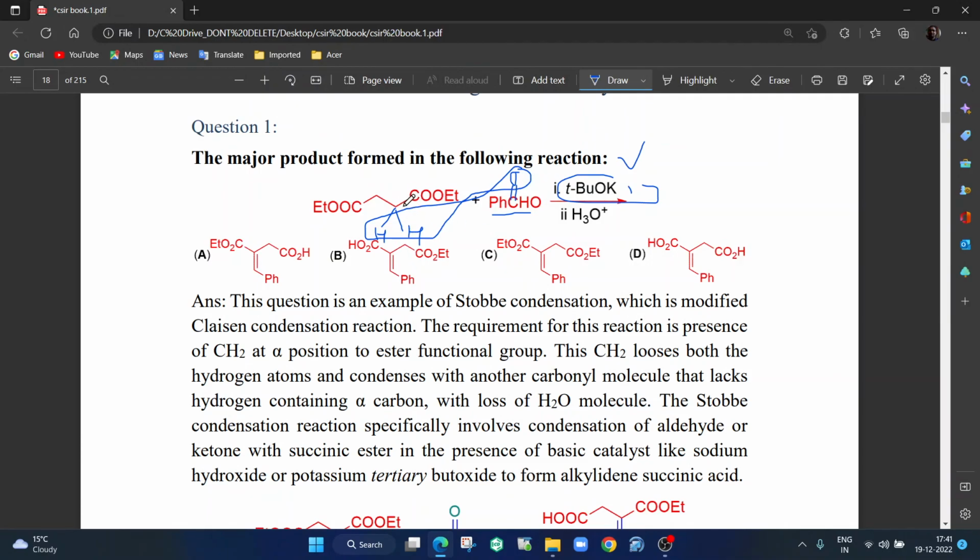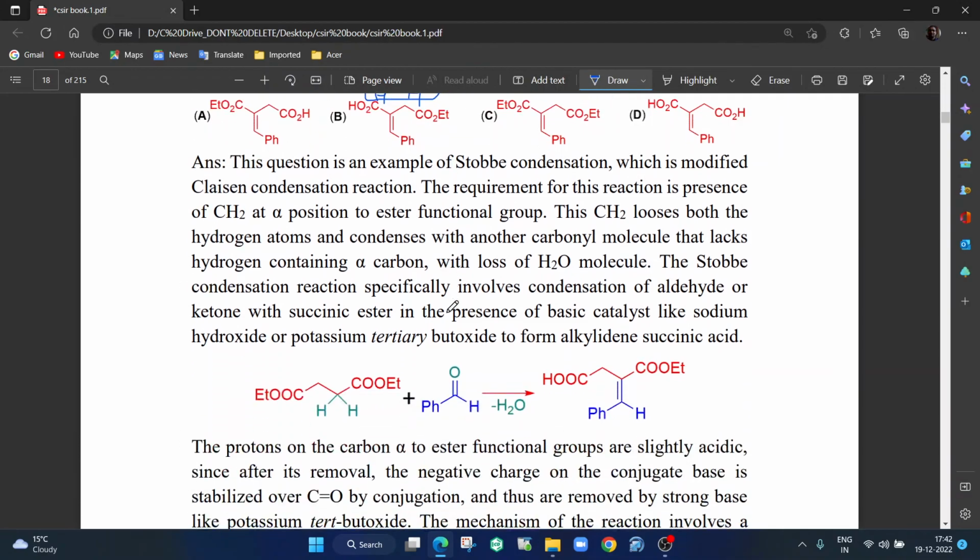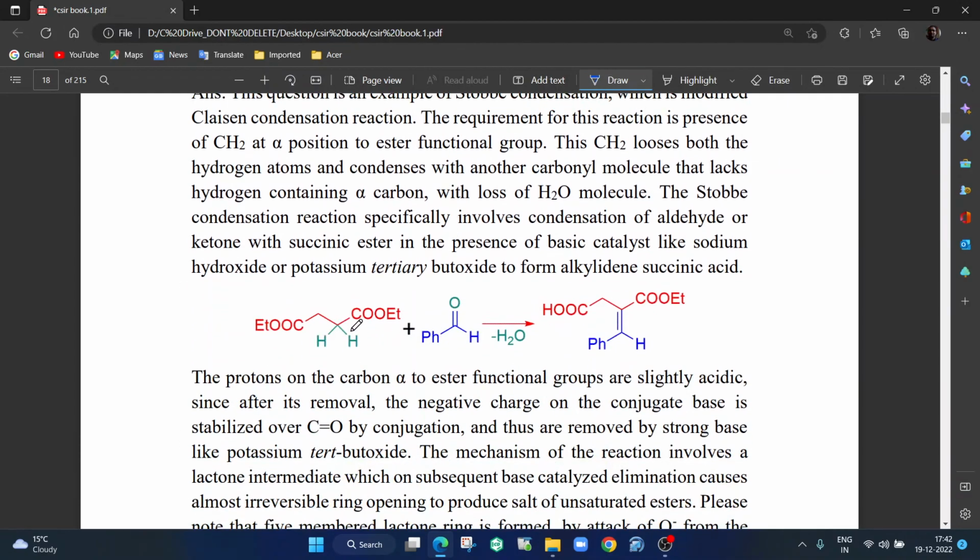But the only difference is here it's a diester. So what happens is the other part also loses the ester part and becomes COOH. This is called the Stobbe condensation. So yeah, this is pretty much what happens. So here it loses two protons. So here you can see it loses two protons and this oxygen, and you get this product. That's what happens. So let us look at the mechanism.